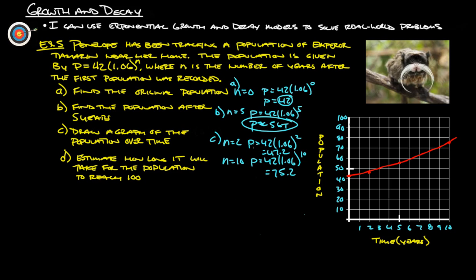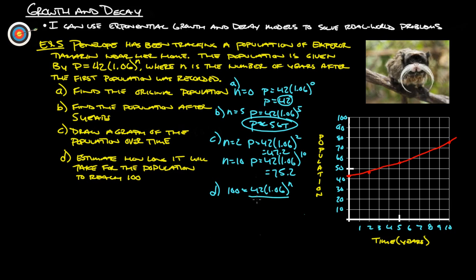So we want to know when the population is 100. So for part D, we're going to do 100. When does 100 equal 42 times 1.06 to the n power? So we want to know when that's going to equal 100. Now, we can use logarithms, and we can also use the graphing calculator as well. But I'm just going to show you this here.